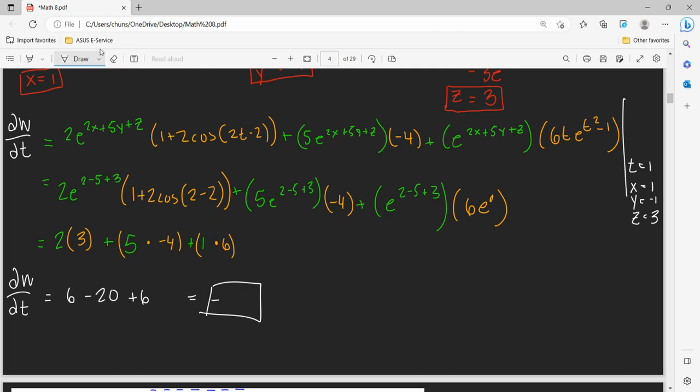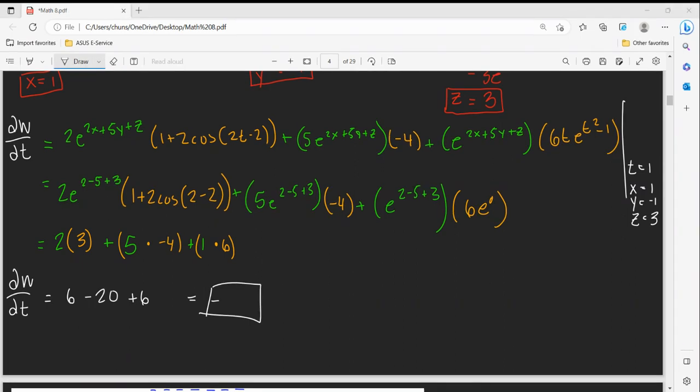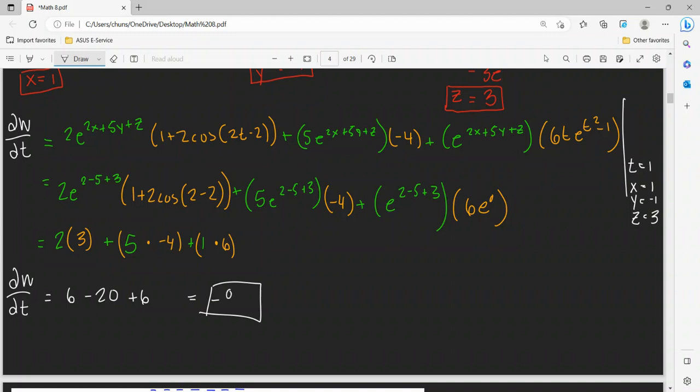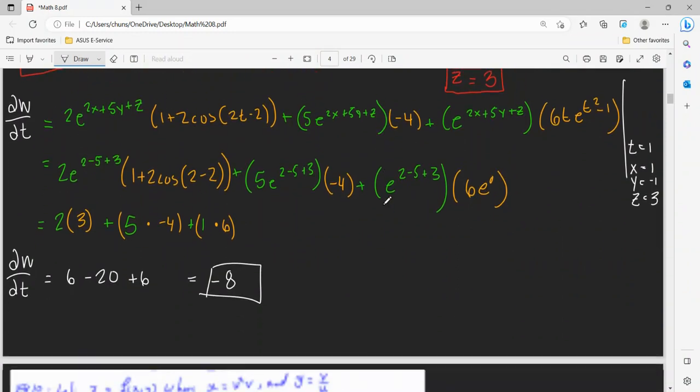Is it? No, it's not. Okay, so we have, sorry, -8. I apologize. Okay, so that is our first example with how to use chain rule. I'm hoping it's starting to make more sense.